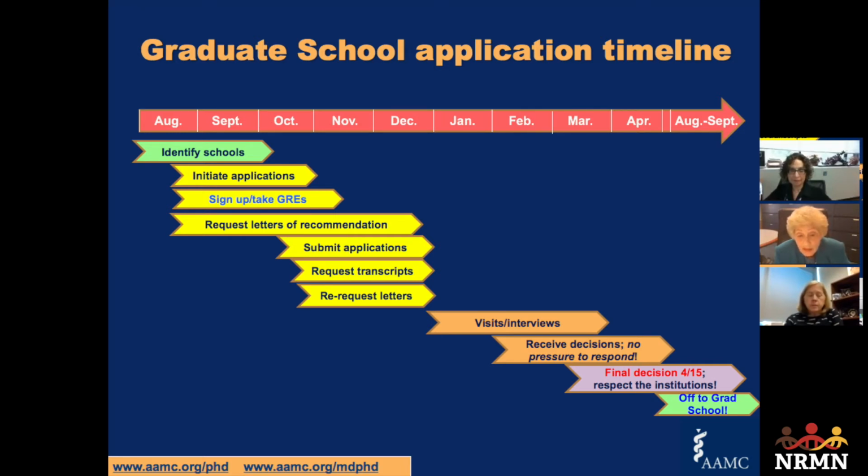Then the second phase is being invited for interviews, going to visit the schools, spending a day or two with faculty and graduate students, and helping in that decision to know whether it's the right thing or not. Hopefully you will receive more than one decision, and then you will have the opportunity to pick and choose what you want. Final decisions are due by April 15th, and then over the summer, and some programs actually do start earlier in the summer.